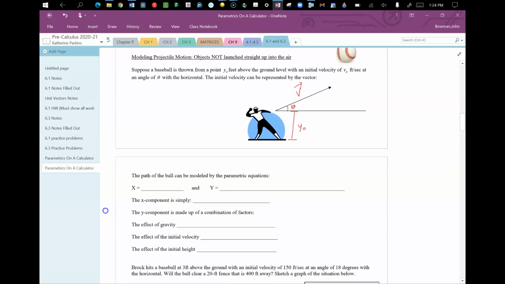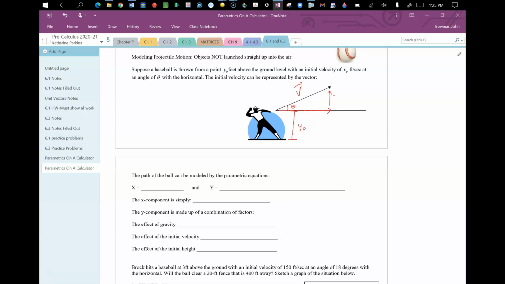So the path of the ball can be broken down into a horizontal and a vertical component, just like the velocity can. And the position of the ball can be found by taking velocity times time: the horizontal position, taking the horizontal velocity times time, and the vertical, taking the vertical velocity times time. So how do we do that?